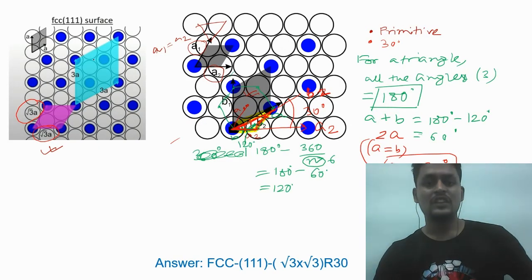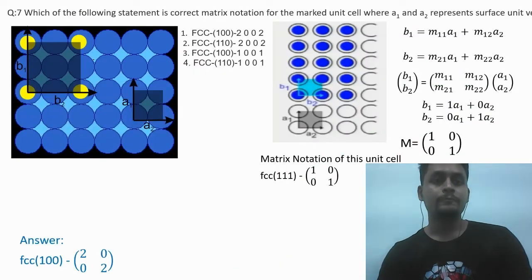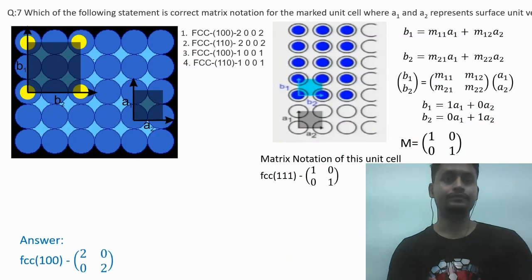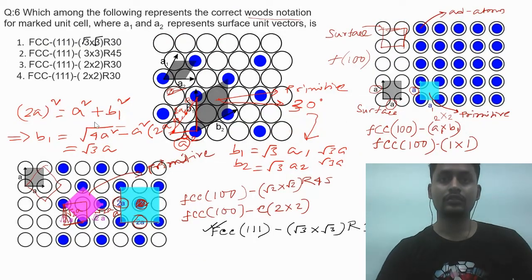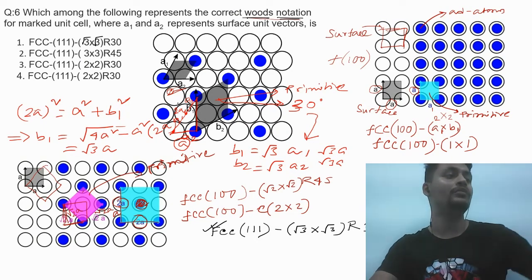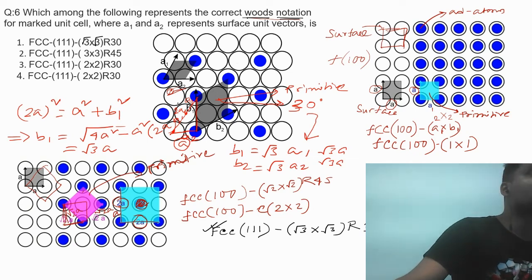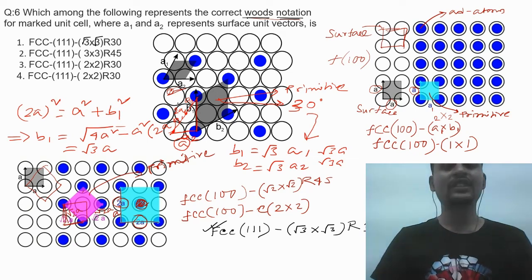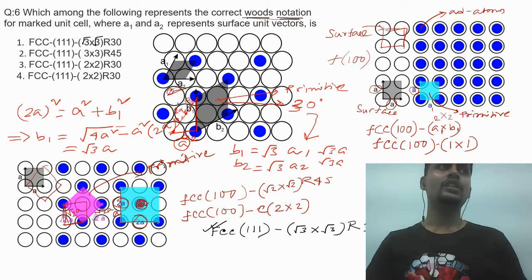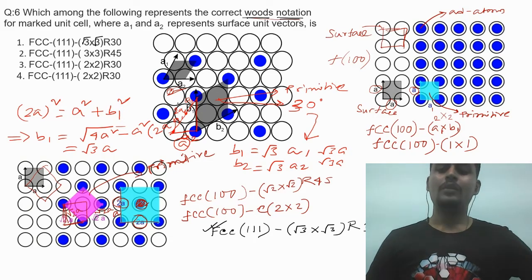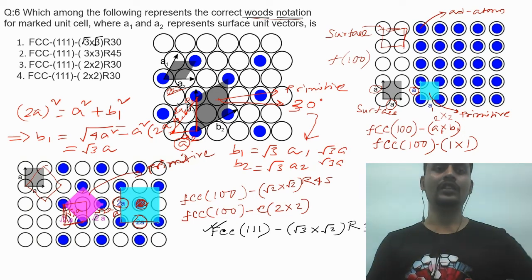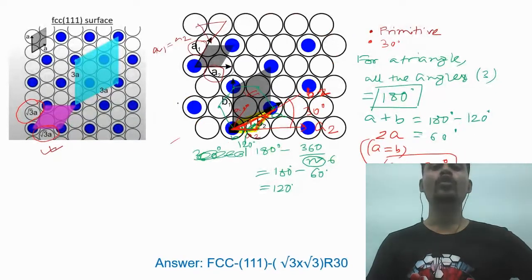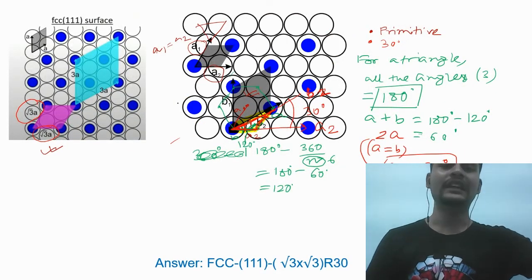Now I think this is clear to everyone. Now go to question number 7. This one I have discussed. This is Wood's notation, right? But Wood's notation, in some cases, cannot distinguish between two unit cells which have a similar kind of symmetry. By Wood's notation, both unit cells of the layers come out the same. So that's why we need a more general notation, that is matrix notation.